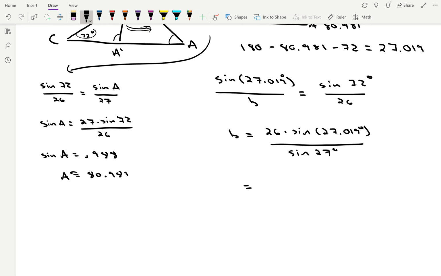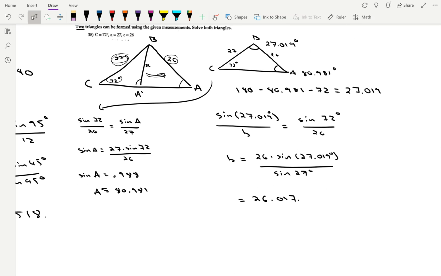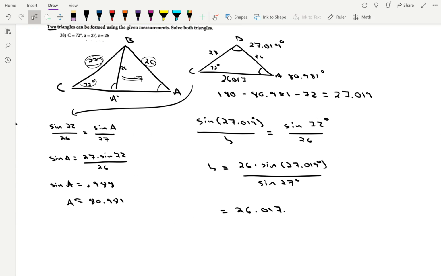Okay, excuse me, one more time. 26 times sine of second answer, still in my calculator, divided by sine of 27. Looks like I got 26.017. So that'd be a 26.017. That kind of makes sense relative to the other side. So it looks like we're pretty good here.